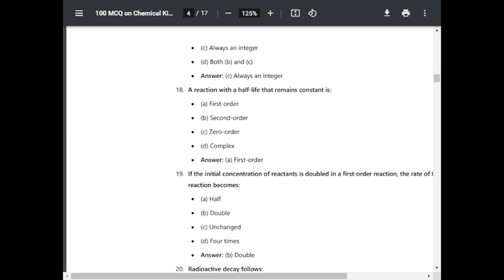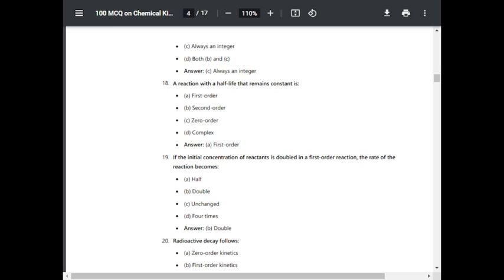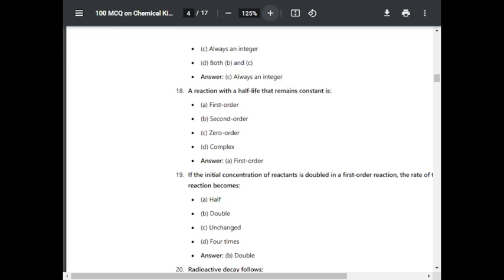Question number 19. If the initial concentration of reactant is doubled in a first order reaction, then the rate of the reaction becomes: option A, half; option B, double; option C, unchanged; option D, 4 times. The correct answer is double. If the initial concentration of reactant is doubled in a first order reaction, then the rate of reaction also becomes double. Option B is correct.